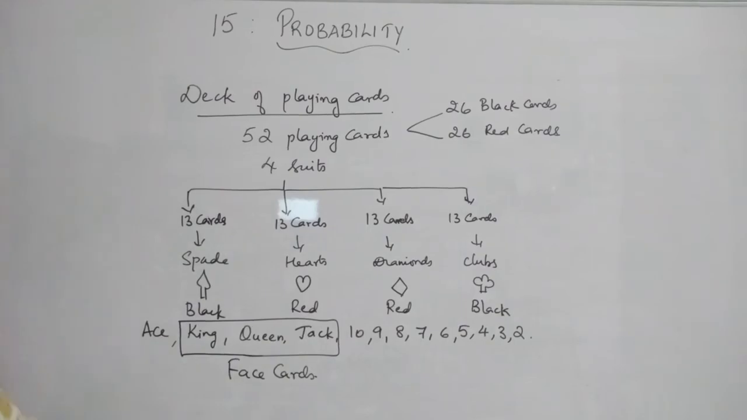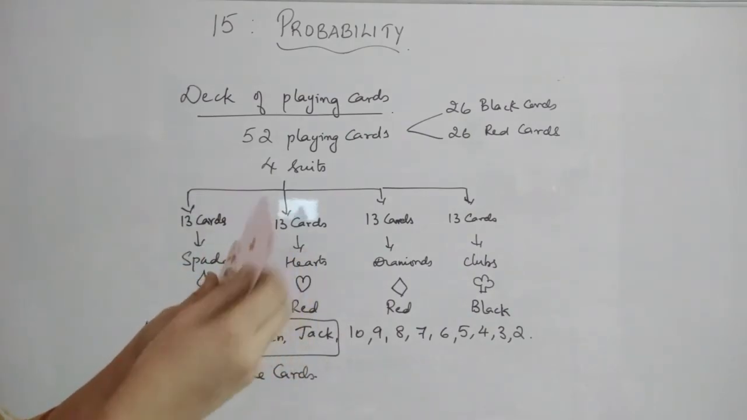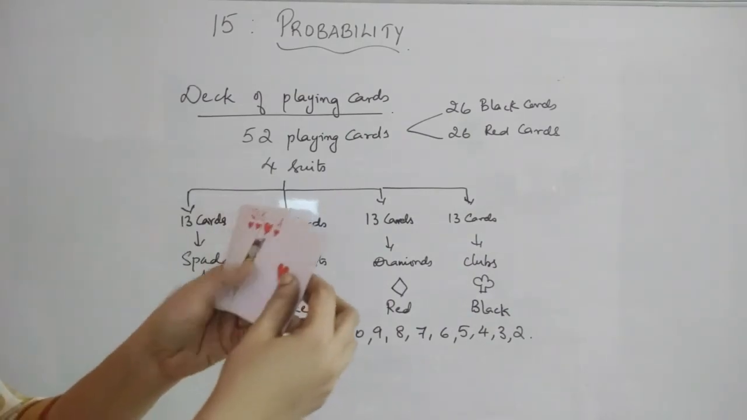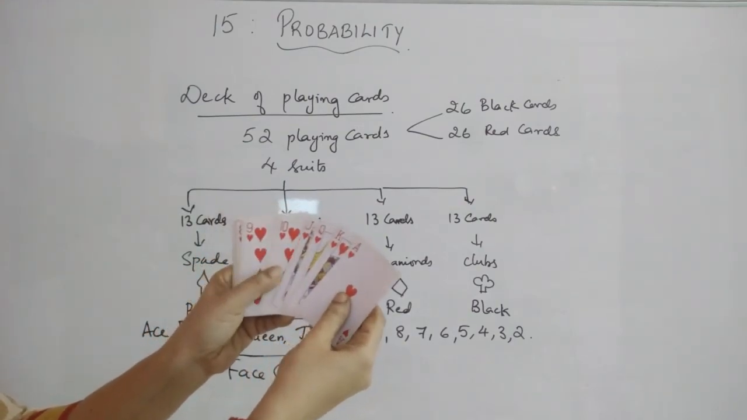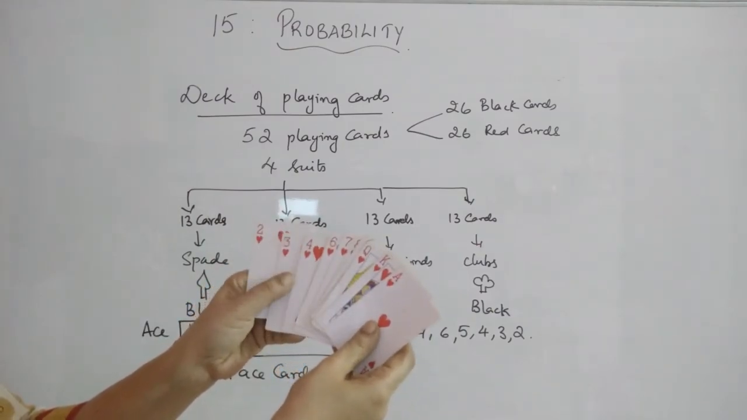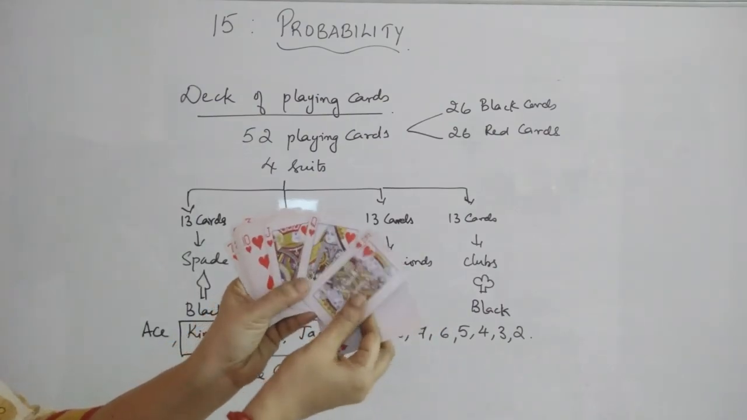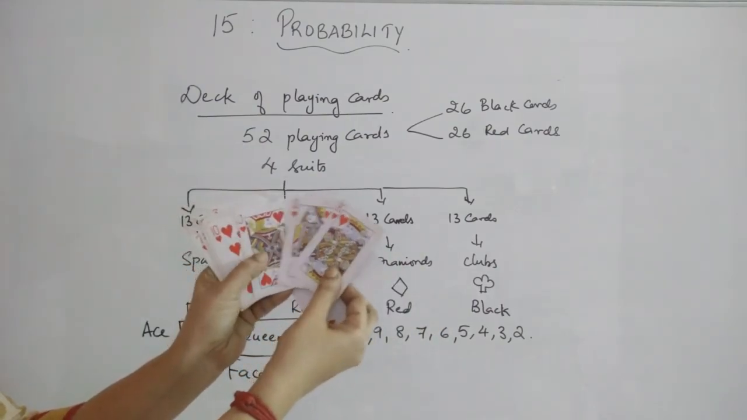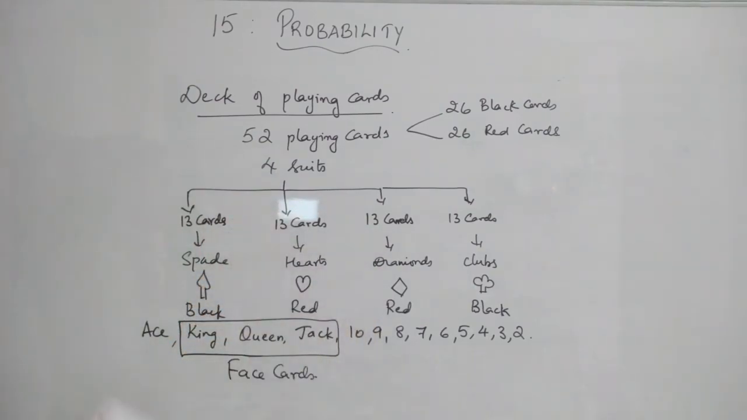Now the next one is heart. Here you can see heart. This is ace, 1. Then king, queen, jack, 10, 9, 8, 7, 6, 5, 4, 3, 2. And these 3 are the face cards. Just see, 1, 2, 3. Okay, face cards. So again they are 13 and they are red in color.